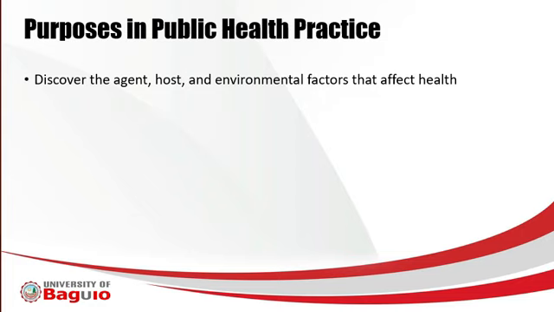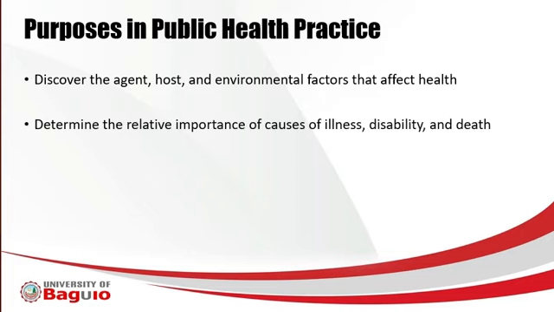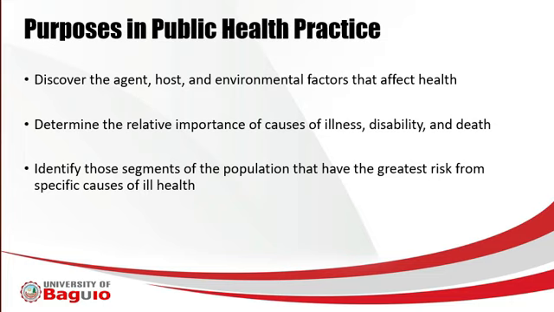Aside from that, determine the relative importance of causes of illness, disability, and death. That is in line with the first bullet. So one of the purposes of public health practice is to determine the relative importance of the causes of illness. What caused this illness, what caused this disability, and what caused the death of this individual. We also have to identify those segments of the population that have the greatest risk from a specific cause of ill health, or a health problem.